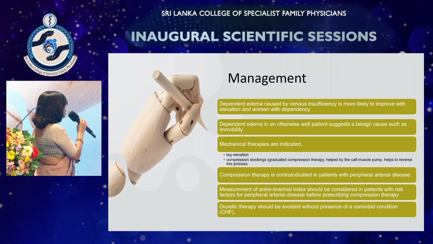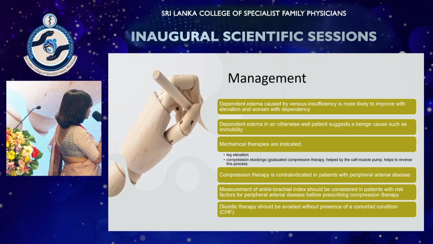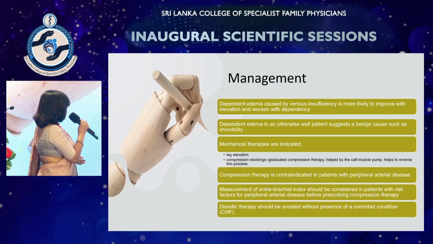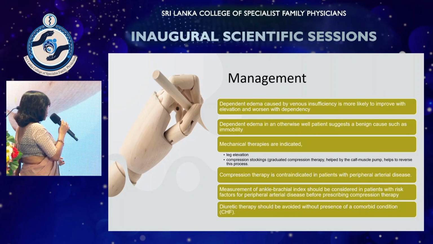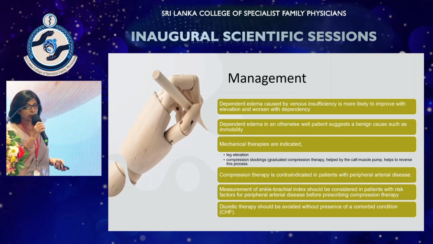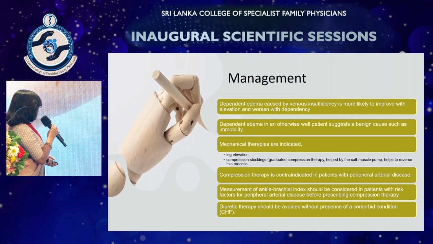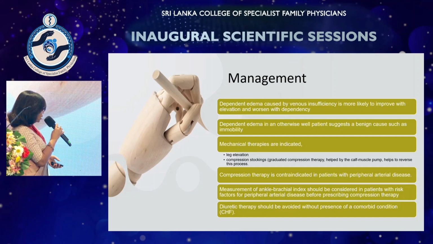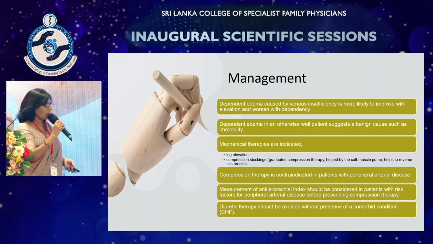Mechanical therapies are indicated, like leg elevation and compression stockings. Graduated compression therapy, helped by the calf muscle pump, helps to reverse the process. Compression therapy is contraindicated in patients with peripheral arterial disease. Measurement of ankle brachial index should be considered in patients with risk factors for peripheral arterial disease before prescribing compression therapy. And this is what I want to highlight here.